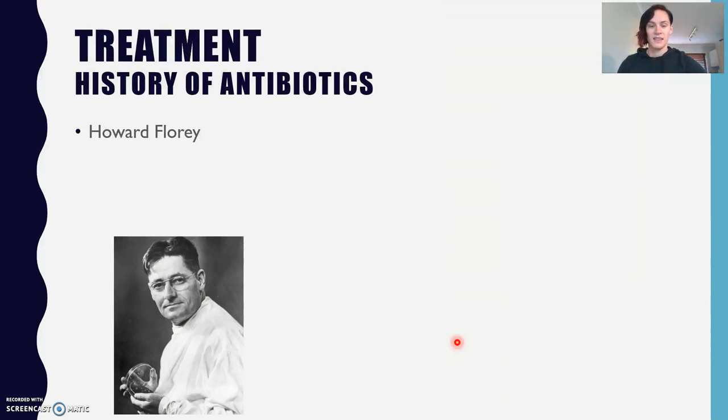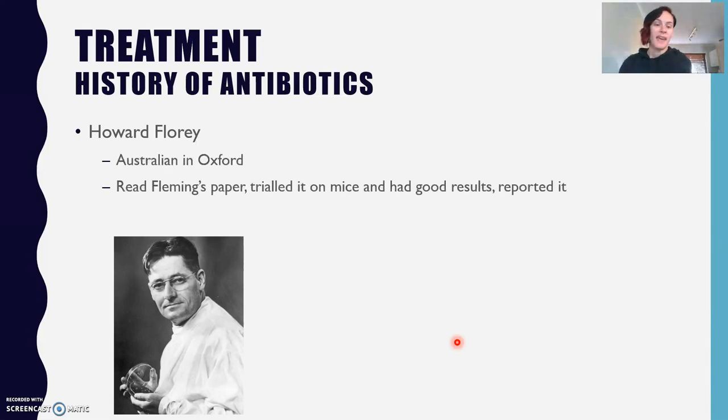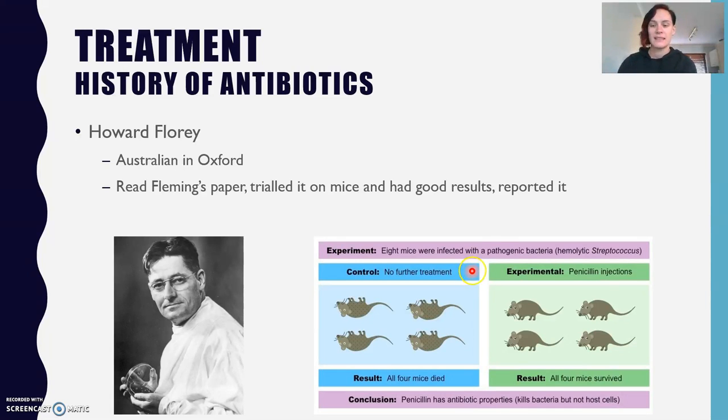So along comes Howard Florey, who is an Australian living in Oxford at the time, and he's read Fleming's paper, and he goes, I reckon I can do something with this. So he starts to use it on mice. He's injected mice with a particular disease, and he's used a control group, given them nothing, and another group, given them the penicillin injection. Now, it's not a big sample size here, but the 4 that didn't have any penicillin died, and the 4 that did all survived, right? So he's gone, this is amazing, let's do something with this, and wrote it up.